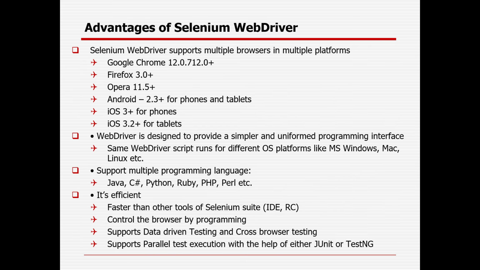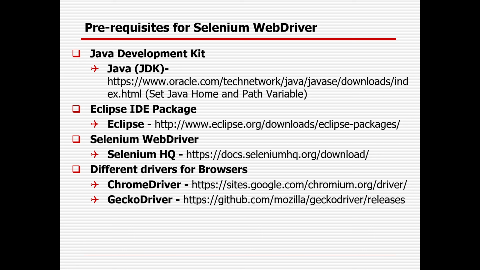Then Selenium WebDriver is a very important component within Selenium. There are 4 components: Selenium IDE, RC, WebDriver, and the Grid. But Selenium WebDriver is the most used. It supports different browsers like Opera and also mobile testing, iOS also. It supports different operating systems, Mac, Windows, Linux, and different programming languages. It is faster than the other Selenium suite components. It controls the browser by programming. It supports data-driven cross browser testing. It supports parallel test execution with the help of either JUnit or TestNG.